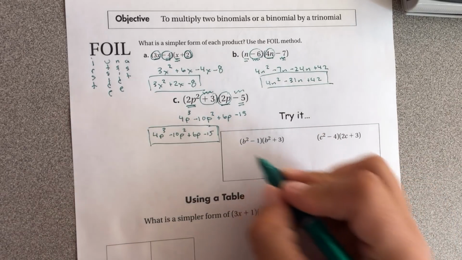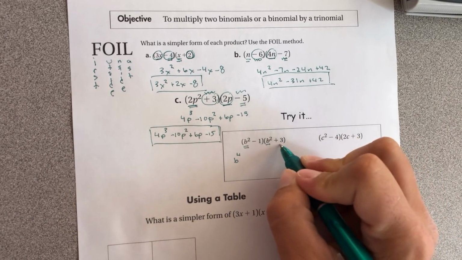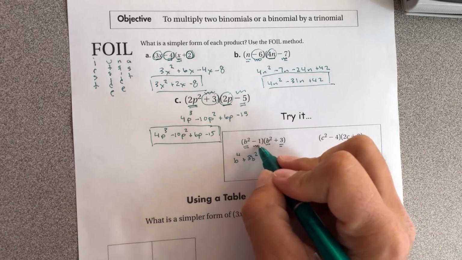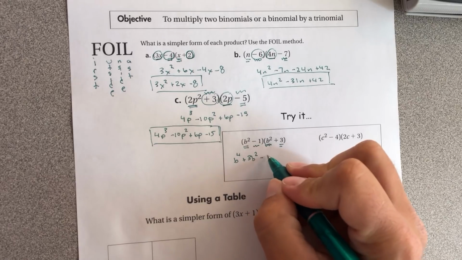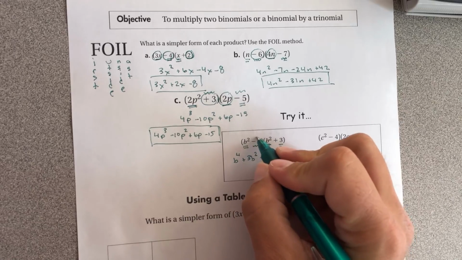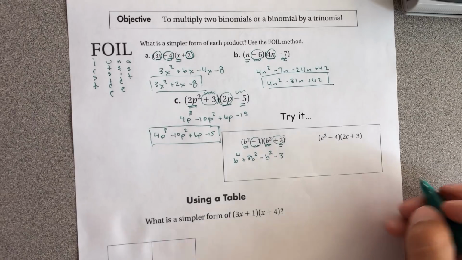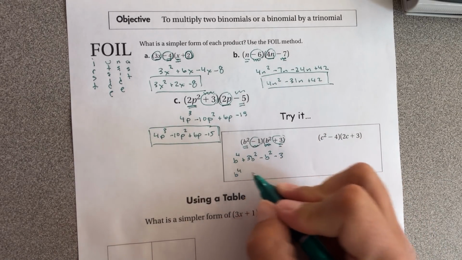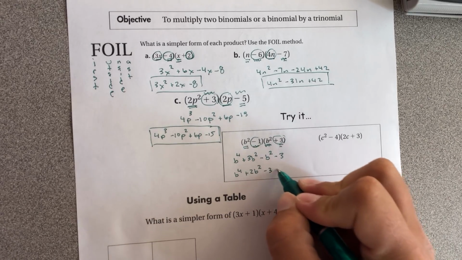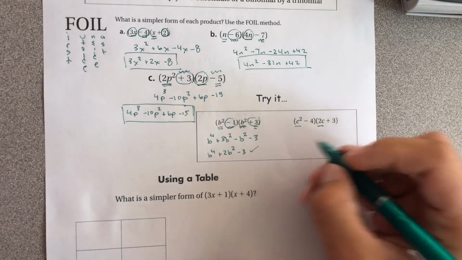All right, so we're doing FOIL first, b squared, that's b to the 4th. Outside, b squared and plus 3, that's plus 3b squared. Inside is negative 1 and b squared, so negative b squared, because there's only one of them, negative 1 times b squared. And then last, negative 1 times positive 3 is a negative 3. Then I combine like terms, there's only b to the 4th. 3b squared minus b squared means there's 2b squared minus 3. And you're done.